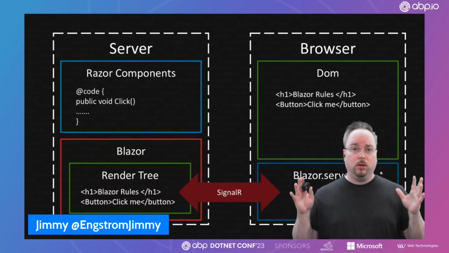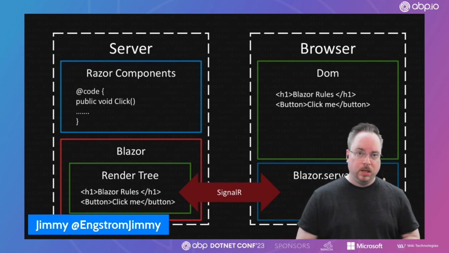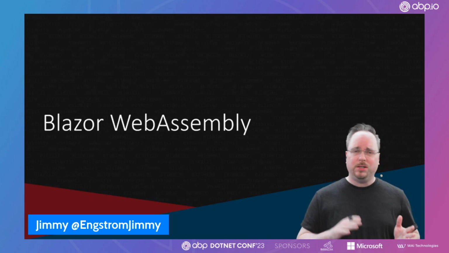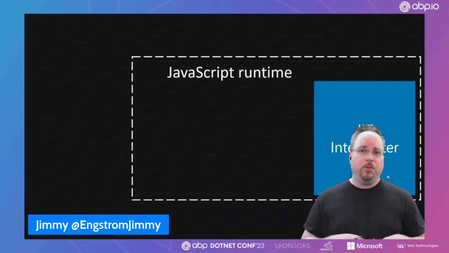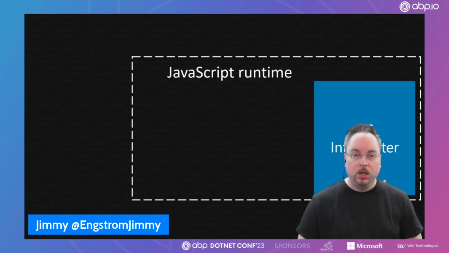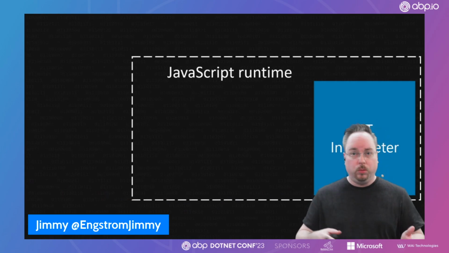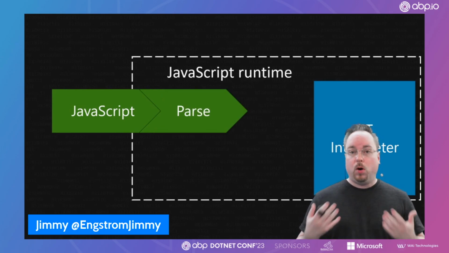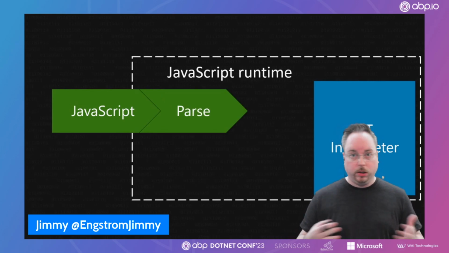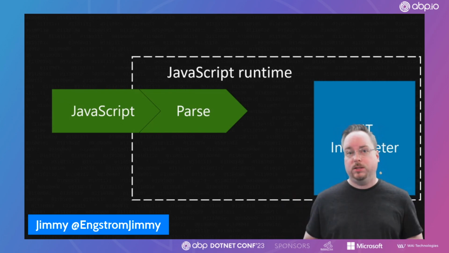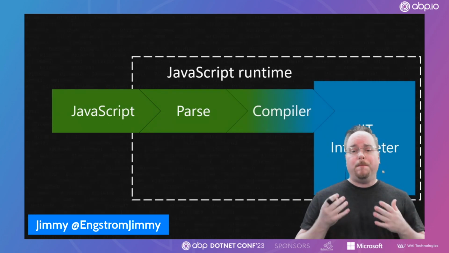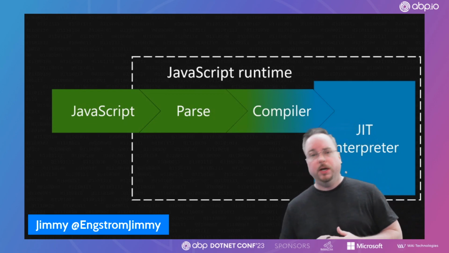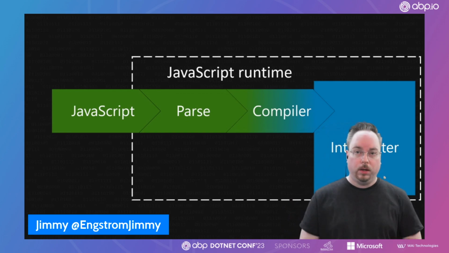Okay, so this is how Blazor Server works. Now, the browser version looks a little bit different, but we need to understand more about how things work normally. So normally, with JavaScript, we're downloading the JavaScript, we're parsing the JavaScript, regardless of whether it is inline or in JavaScript files, and then we compile the JavaScript. And behind me here, we have the JIT interpreter, which is going to run the code.